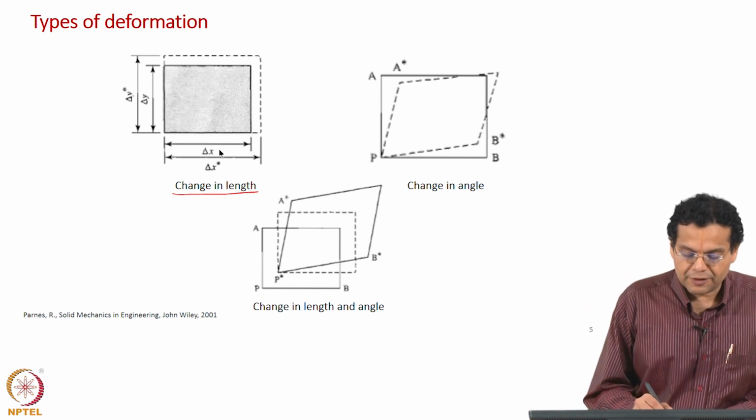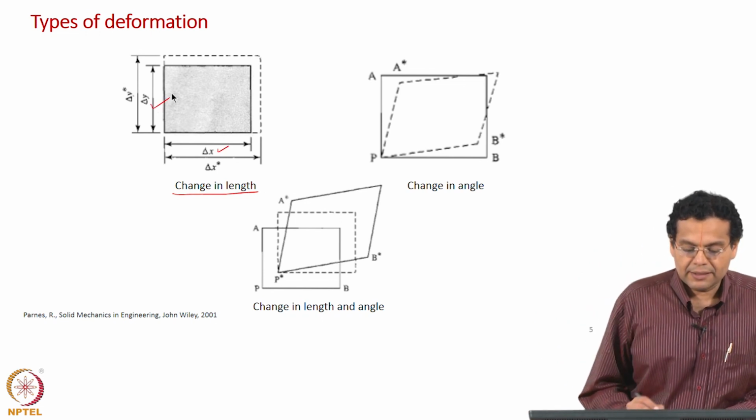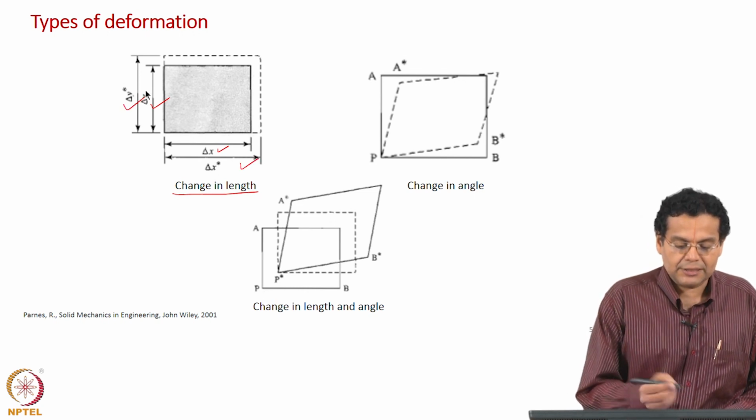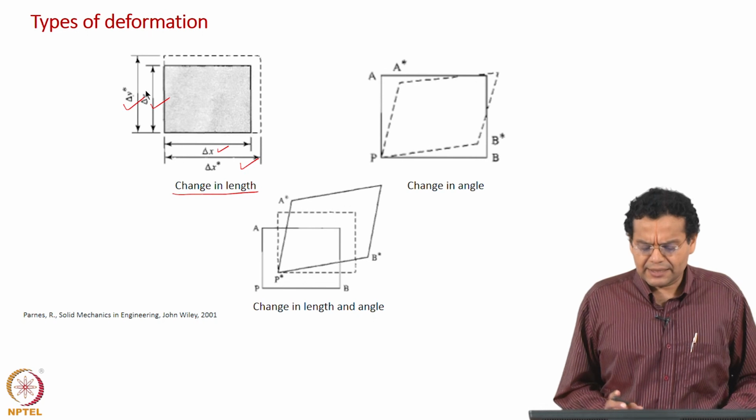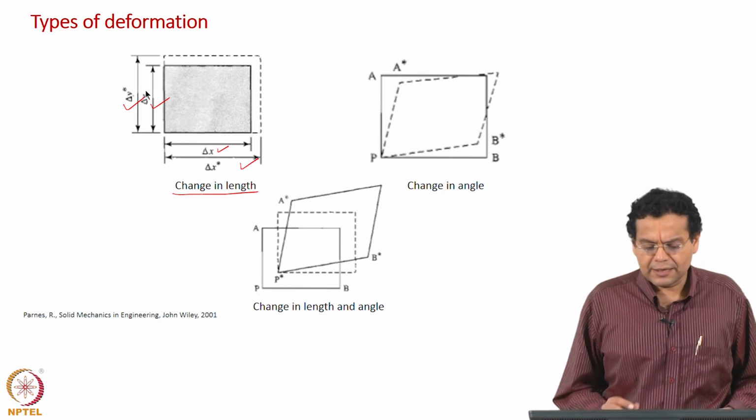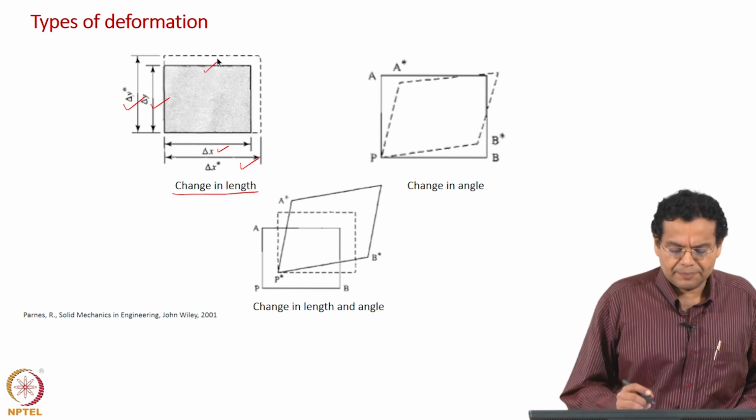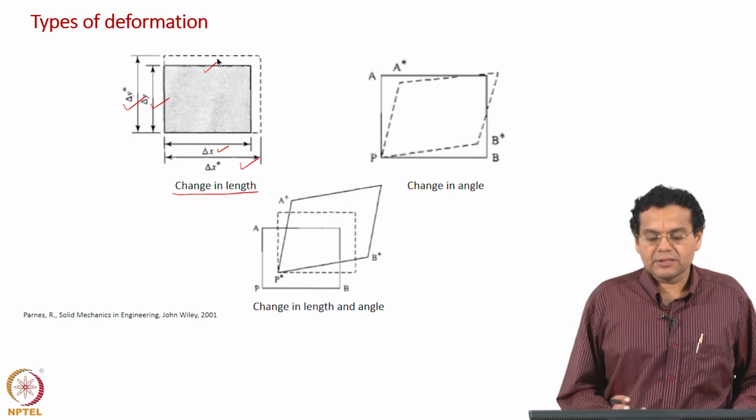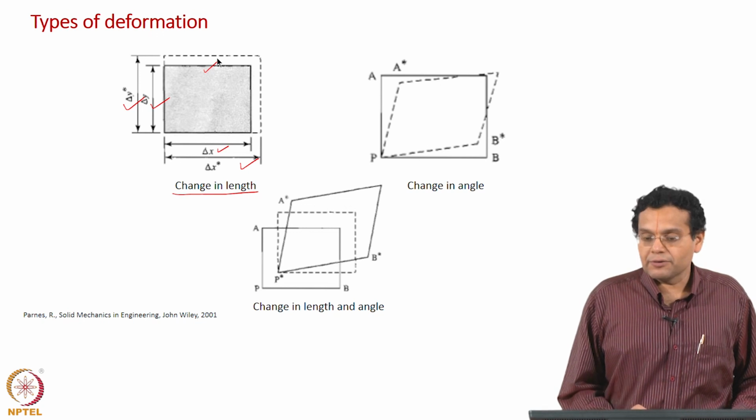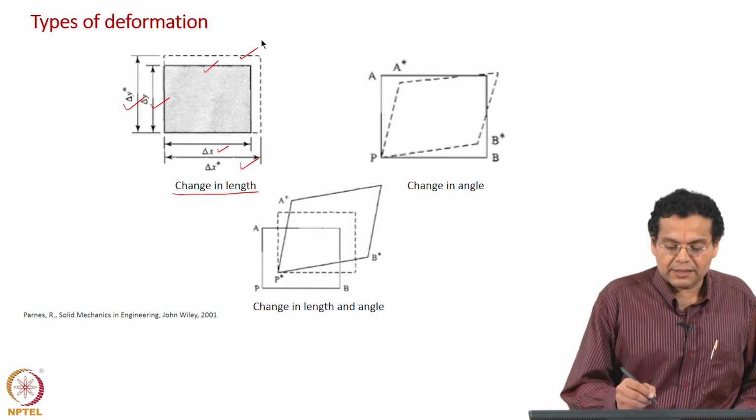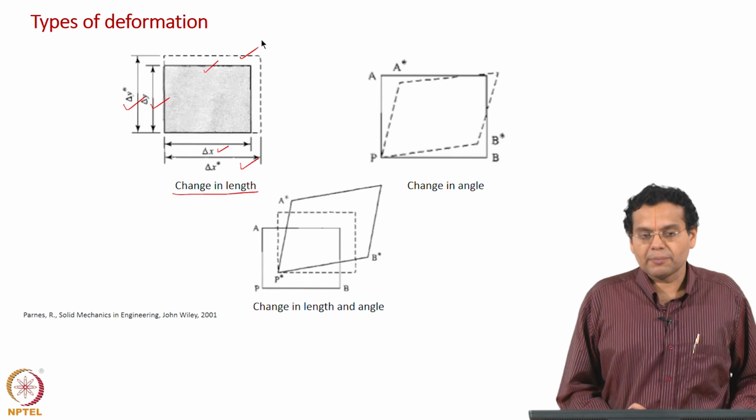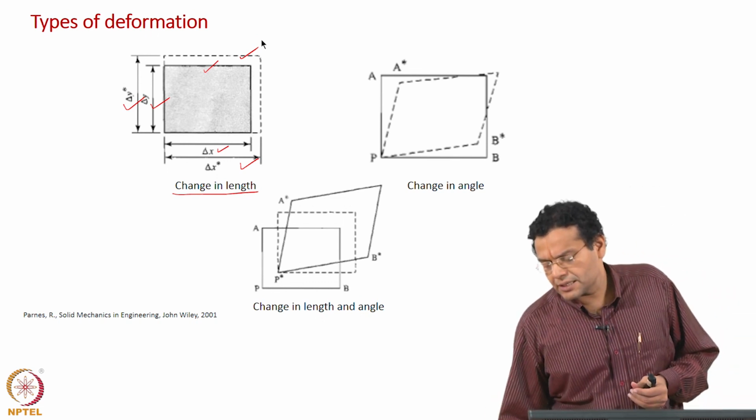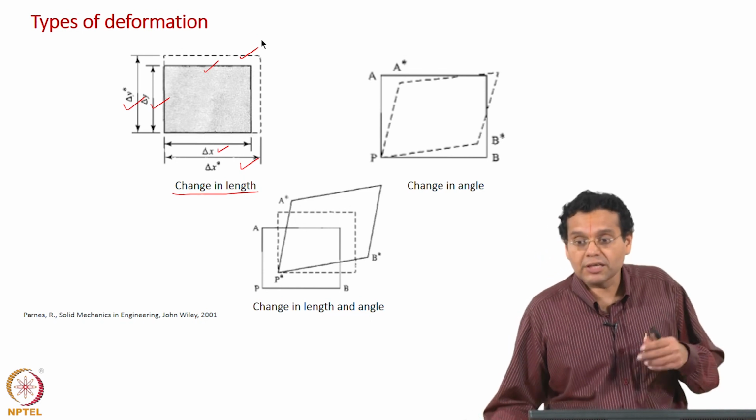We have a plate of delta x and delta y length and width, and that becomes delta x star and delta y star. Most of the time in our figures, the continuous line represents the dimension of the solid before you apply the force, and the dotted or dashed line represents after you apply the force. I think we discussed this when we talked about the difference between solid and fluid mechanics.